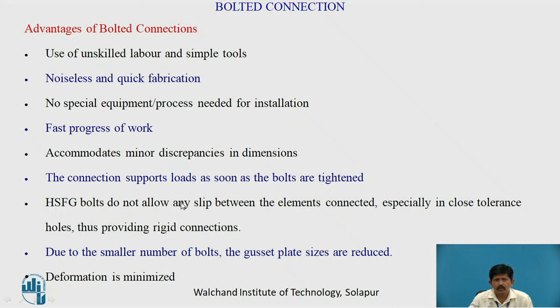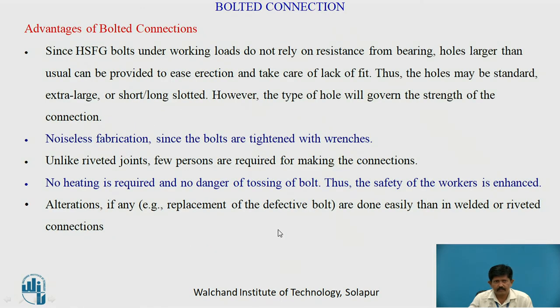HSFG bolts do not allow any slip between the elements connected, and due to a smaller number of bolts, the gusset plate size is reduced and deformation is minimized. Since high strength friction grip bolts under working loads do not rely on resistance from bearing, holes larger than usual can be provided to ease erection and take care of lack of fit.